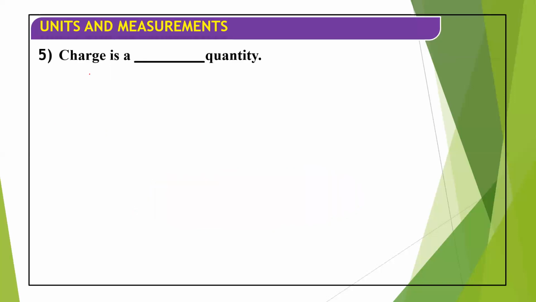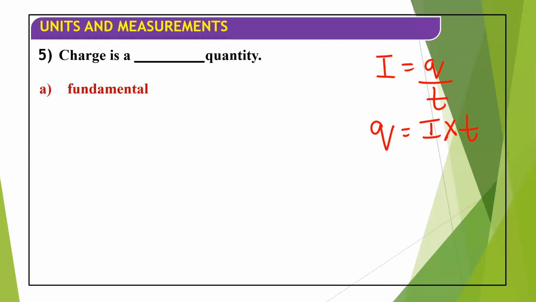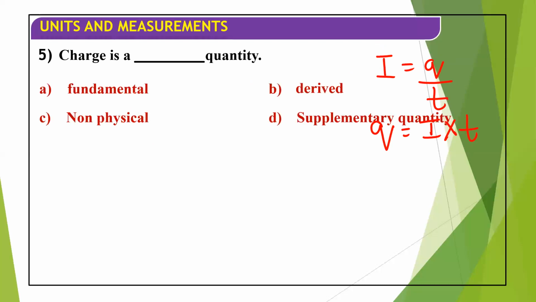Let's move ahead. Charge is a dash quantity. So my dear students, do not worry. You have studied in your 10th standard. There was a beautiful chapter named electricity where you studied current is the rate of flow of charge. So can I say charge is I into T, that's current into time. Yes. So charge is which quantity now? Can it be fundamental? Can it be derived? Can it be non-physical or supplementary? I'm sure these two cannot be the answer.